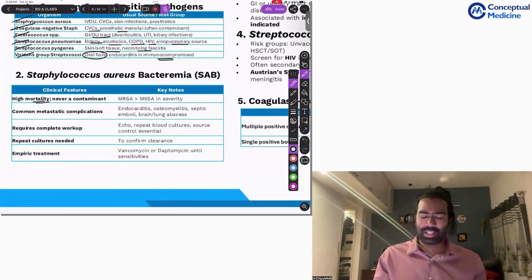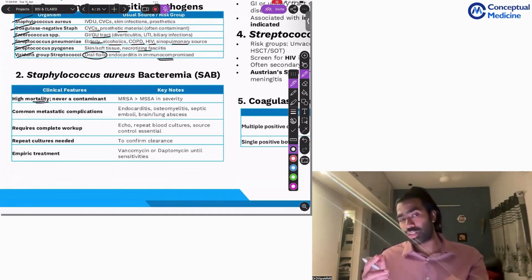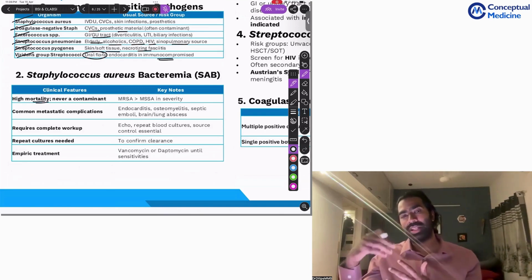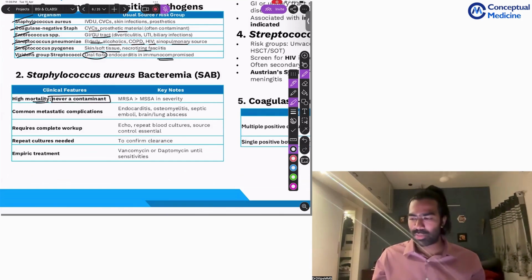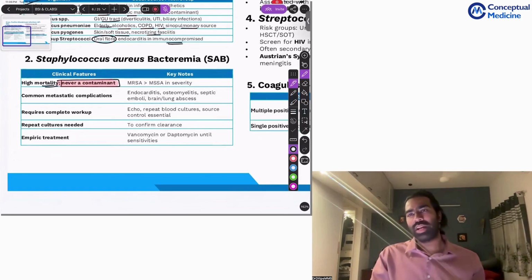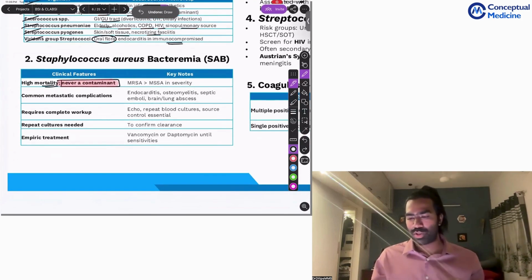Remember, when you have a Staphylococcus aureus bacteremia, whether it's MSSA or MRSA, it doesn't matter. It carries a very high mortality. And the most important point is if you see Staph aureus in the blood, it's never ever a contaminant. Very, very important point. Okay. So severity wise, we all know that MRSA is going to produce more severe infections compared to MSSA.